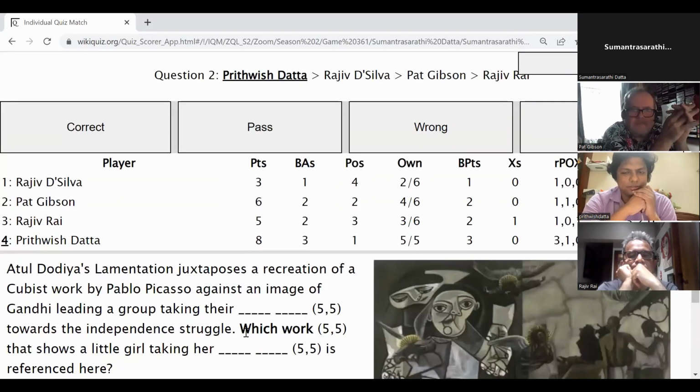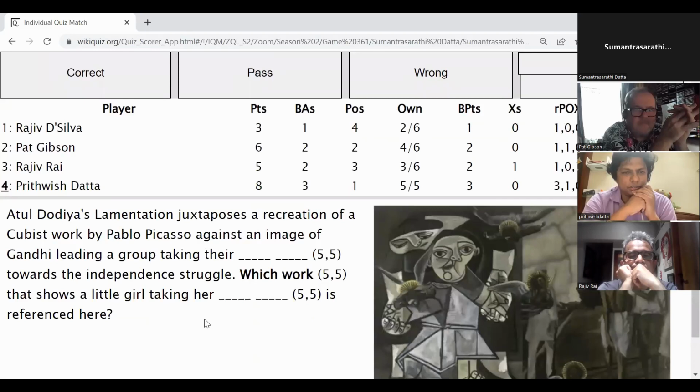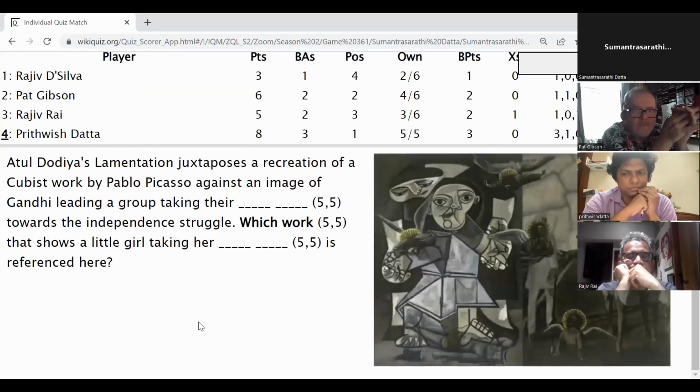Okay. Atul Dodiya's Lamentation juxtaposes the recreation of a cubist work by Pablo Picasso against his image of Gandhi leading a group taking their blank blank, both 5 letters, towards the independence struggle. Which work that shows a little girl taking her blank blank is referenced here?